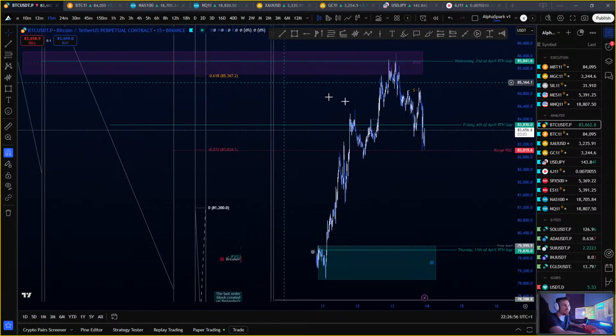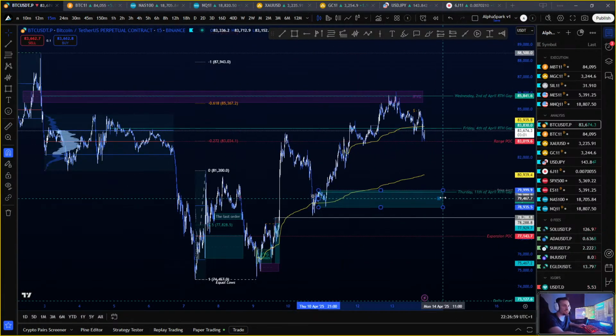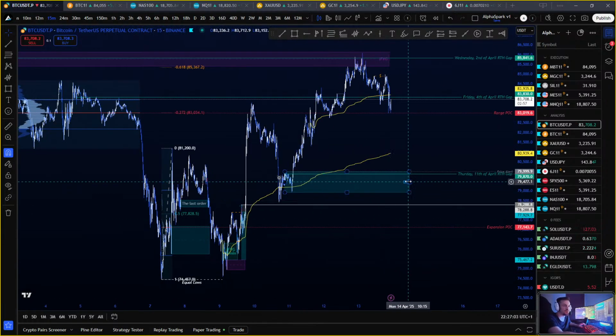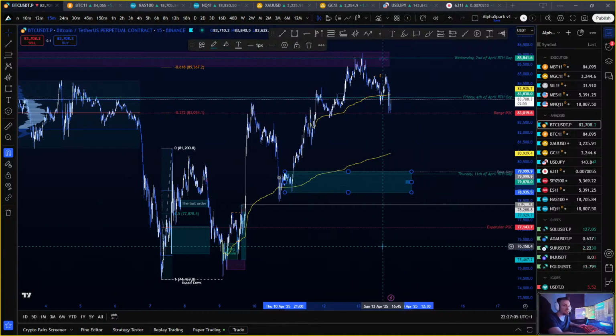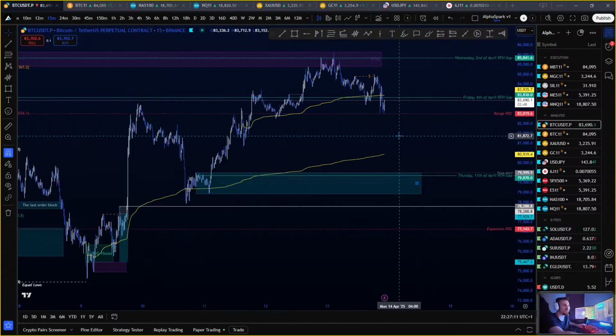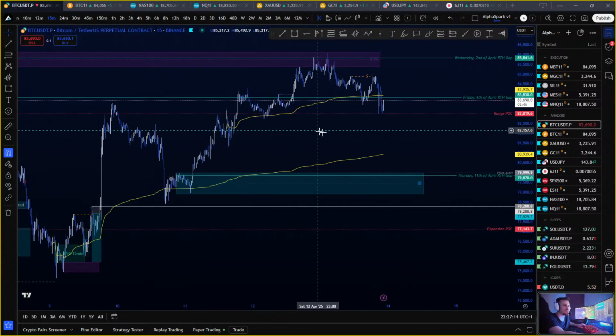If this order block breaks, if we get for example a 1 hour or 4 hour closure below this area, I'll be looking into reaching 73k. But basically, that will be it. I want this area to hold, otherwise, not that interested.